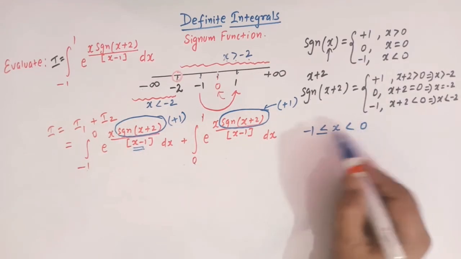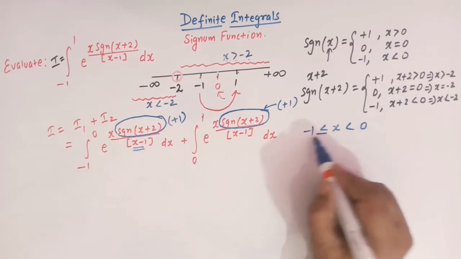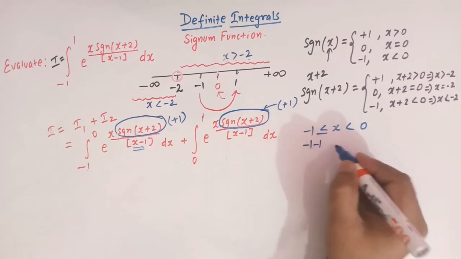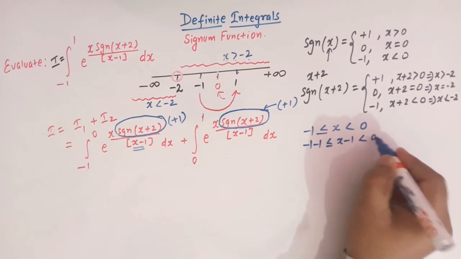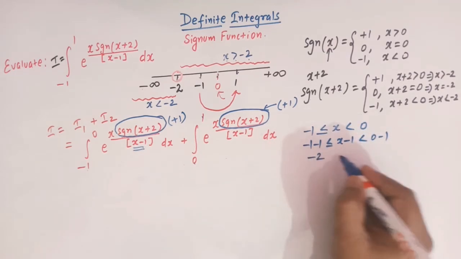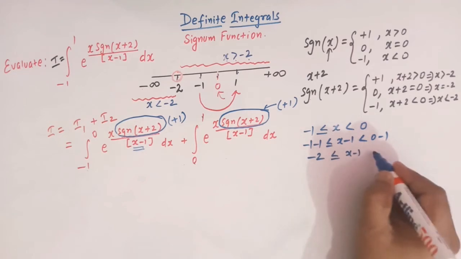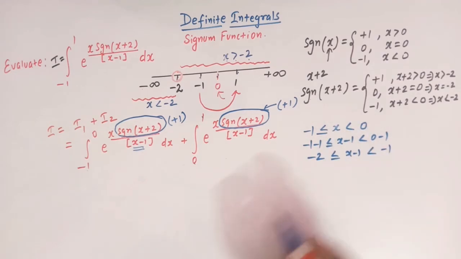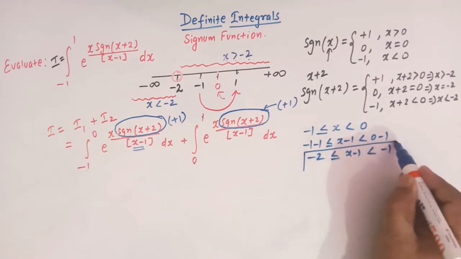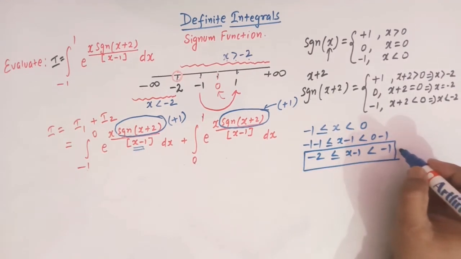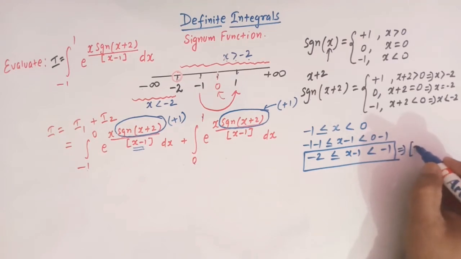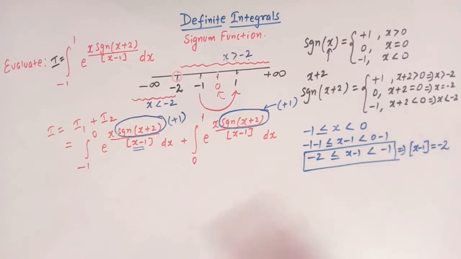So what we will do, we'll subtract 1 throughout this inequality. So what we will get, here we'll have x minus 1, here we have 0 minus 1, so this is minus 2, and this is x minus 1, and this is minus 1, right? So we got this inequality. So by definition of greatest integer function, the value of greatest integer of x minus 1 is minus 2, right?